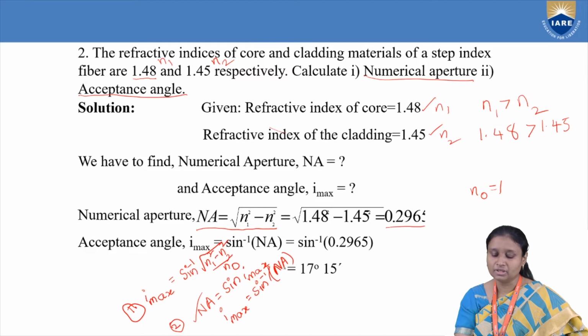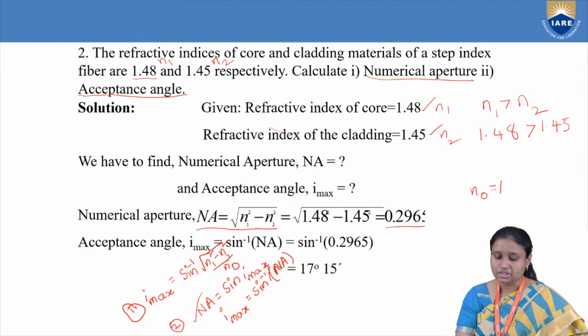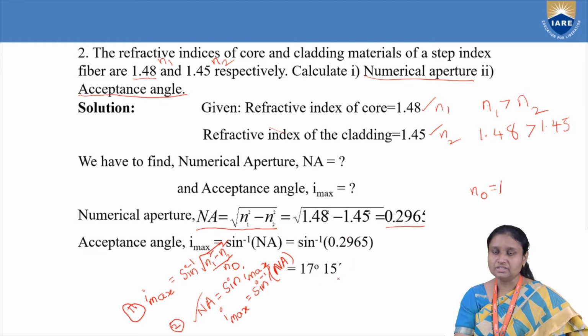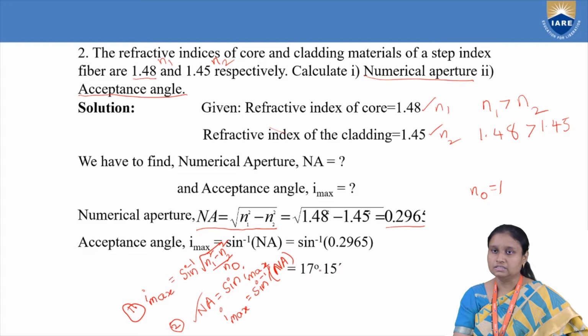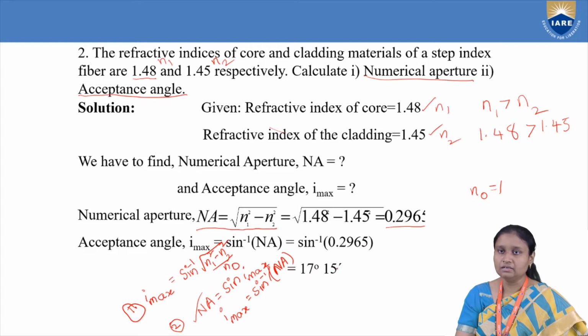What is the value of numerical aperture? 0.2965. If I substitute here, I'll end up having my acceptance angle as 17 degrees 15 minutes. Usually we'll get that value in degrees, so we can convert this into degrees. In order to convert 15 minutes into degrees, I have to divide it by 60. 15 divided by 60 will give your value in degrees. Otherwise, you can mention it in degrees and minutes.